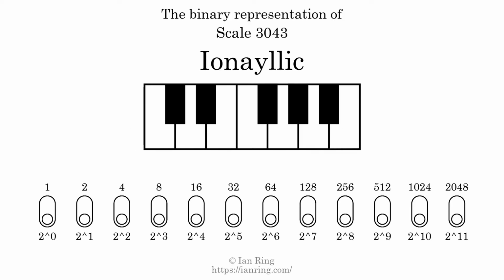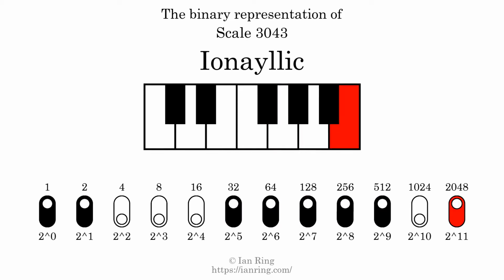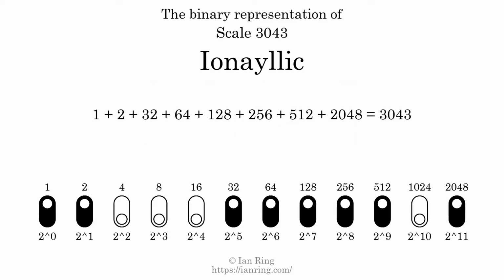The binary representation of this scale is determined by mapping tones of the scale to binary digits. Each binary digit represents a power of 2. To get the scale number, we add the powers of 2 together. The powers of 2 that are present in the scale, all added together, equals 3043. That is why the scale number, in decimal, is 3043.